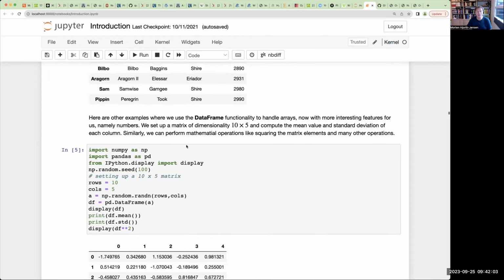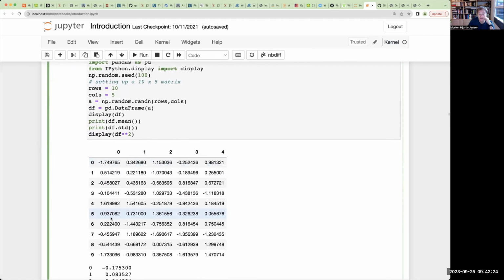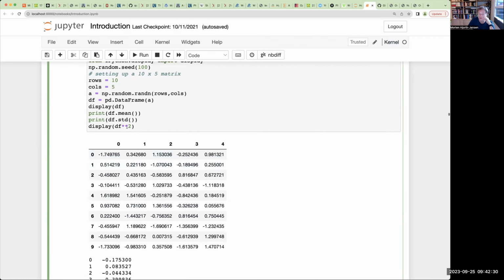And here you see an example of how you can set up a 10 by 5 matrix, 10 rows and 5 columns. I'm just filling in random numbers, and I define it by the DataFrame object. I define now a new quantity df. And when I display it, I can also calculate the mean value of each column. So this df.mean is the mean value of each column, and df.std is the standard deviation of each column.